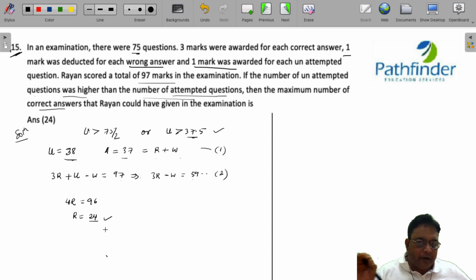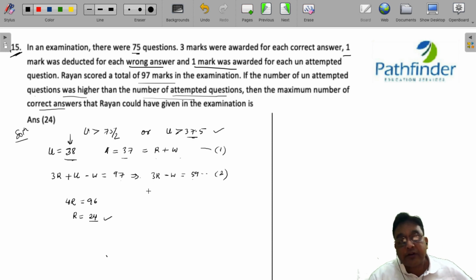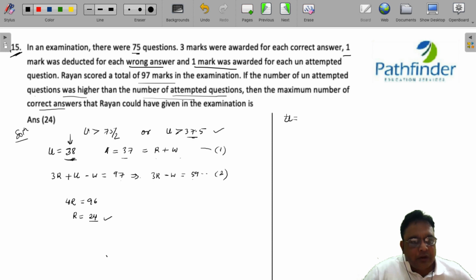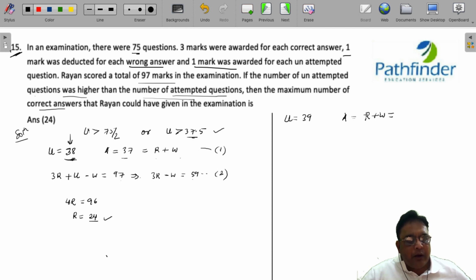Ideally, the number of rights will be highest when the number of unattempted questions is minimum, and that happens when the number of unattempted questions is 38. And you can actually check it. Suppose the number of unattempted questions went up to 39. What does this mean? That attempted questions would be right plus wrong. And now what is the value of right plus wrong number of questions? It would be 36. Correct?